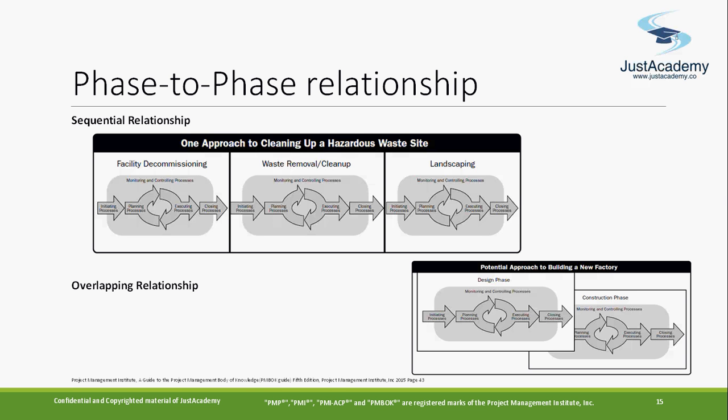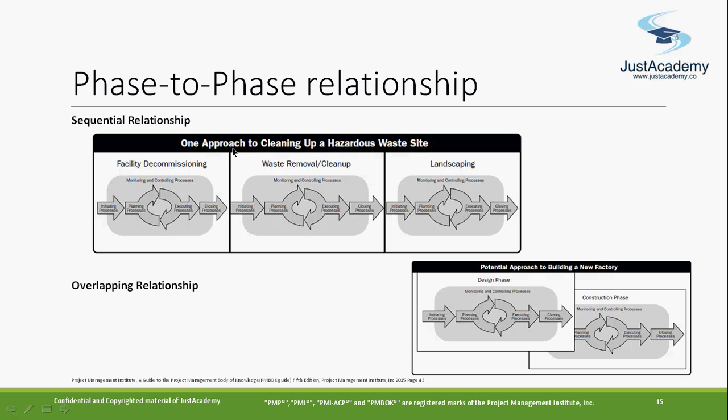Another thing is, what is the relationship between the projects? You will find it during the different phases, what type of relationship will be there. One is called sequential relationships, another is called overlapping relationships. Sequential relationships is like once one activity is done, then you start another activity, one by one.